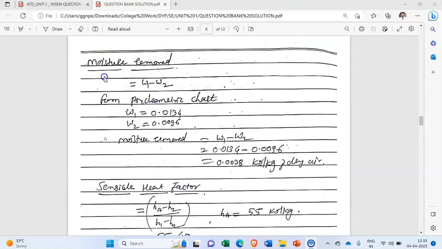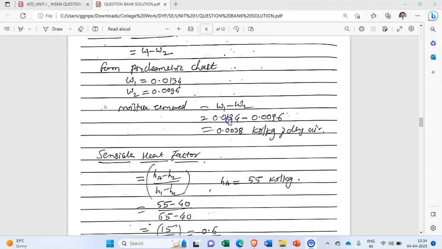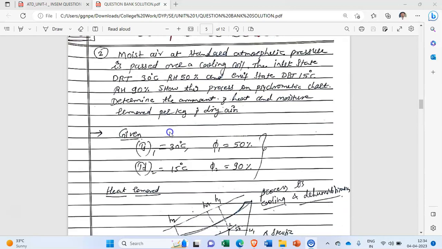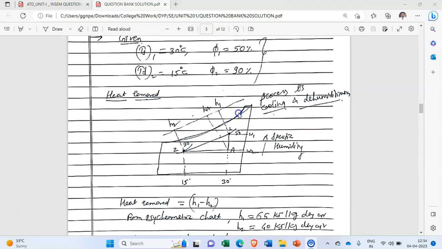And how to calculate the moisture removed? Moisture removed can be calculated as W1 minus W2. From the psychrometric chart we have calculated W1, that is 0.0134, and W2 is 0.00936. Take it approximately; I have taken 0.0096 here. So moisture removed is W1 minus W2, which comes around 0.0134 minus 0.0096, that is 0.0038 kg per kg of dry air. The units also we have to remember. In our question, what is asked is to determine the amount of heat and moisture removed per kg of dry air.